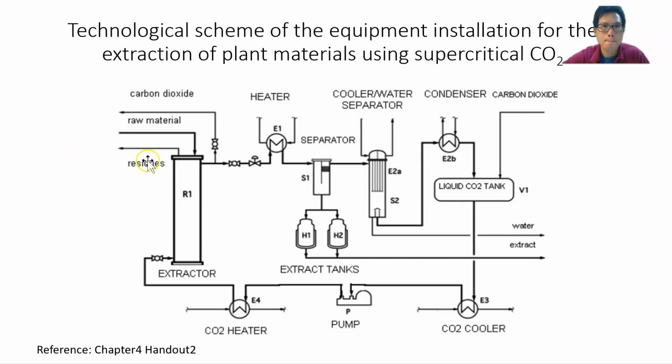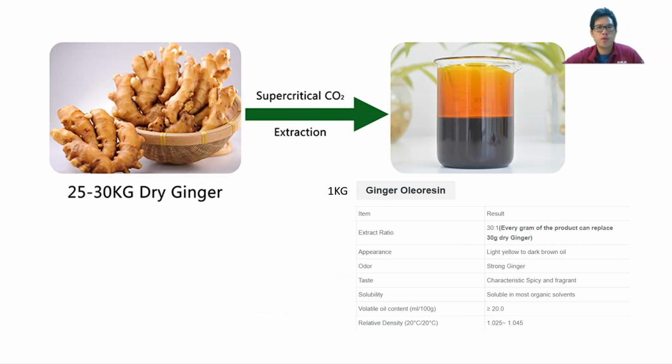For example, you can see from here, ginger. You use 25 to 30 kilograms of dry ginger, and you can use supercritical CO2 to extract about 1 kg of ginger oleoresin. You can see it's very thick, very concentrated. So every gram of this can replace about 30 grams of dry ginger. It's quite a lot. Just a few drops is like, wow, very strong.